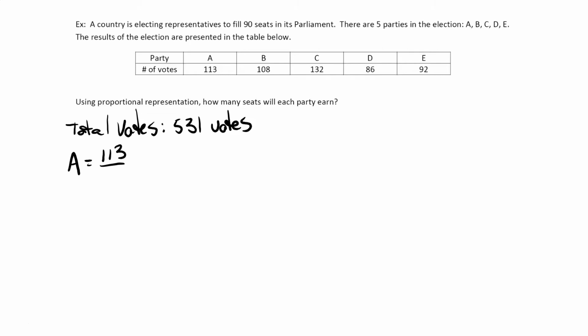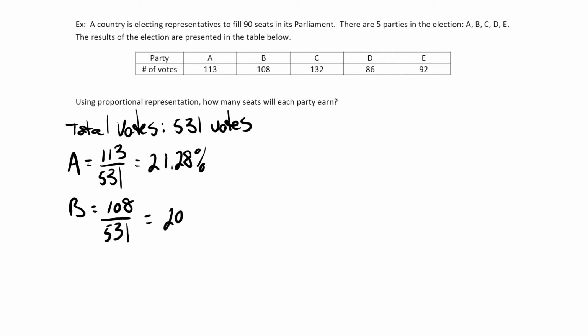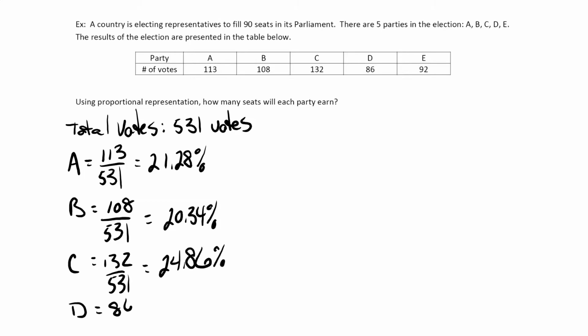They got 113 votes out of that 531. When we divide that out, that equals 21.28%. Doing the same for party B, they got 108 votes out of the 531, which is 20.34%. Party C is 132 out of the 531, which is 24.86%. Party D got 86 out of 531 votes, which gives them 16.20%. And finally, Party E got 92 out of the 531, which is 17.32%.